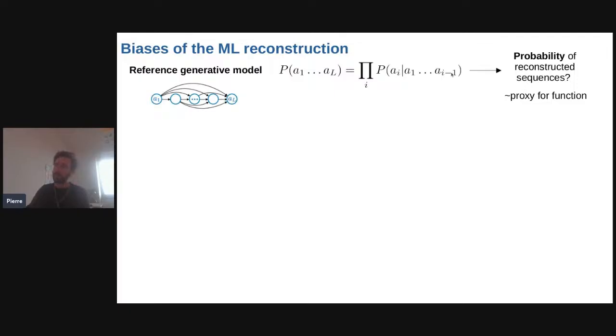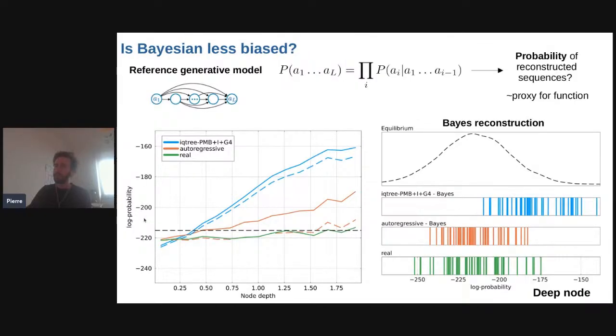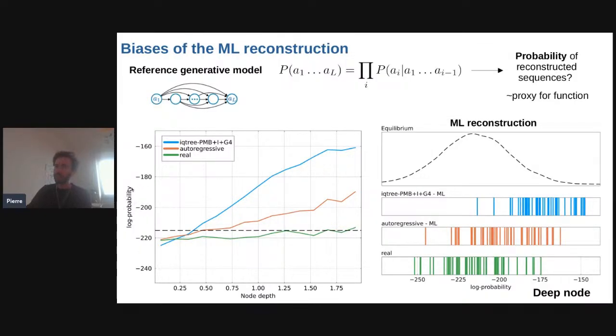So sequences that are very improbable in the model should not be functional. And we want sequences that have a typical probability in the model. So the kind of thing that we can do is measure the log probability of the reconstructed sequences as a function of how deep we are into the tree. And this is done here for the three methods: IQ3, so PMB matrix plus independent sites plus G4, the autoregressive model, and the real sequences. This is using simulated data, so I know what the real ancestors are.